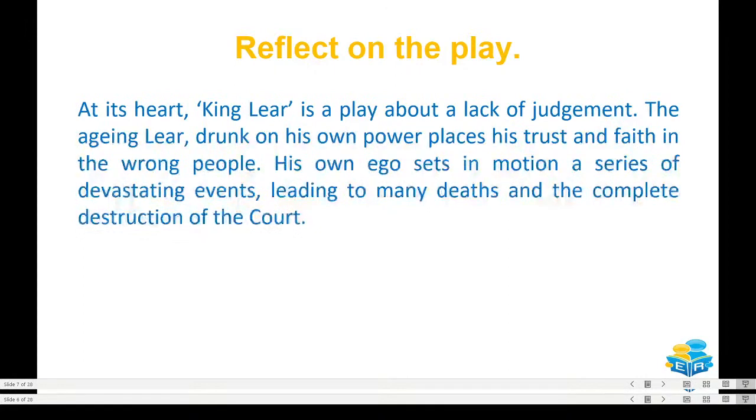So at its heart, King Lear is a play about a lack of judgment. The aging Lear, drunk on his own power, places his trust and his faith in the wrong people. That really comes back to haunt him. Those poor decisions that Lear makes, his own ego, set in motion a series of devastating, tragic, horrible events, leading to many deaths and the complete destruction of the court. So in a future session, when we do a character study of different characters and the tragic hero idea, we will talk about this idea: Lear is an architect of his own downfall.